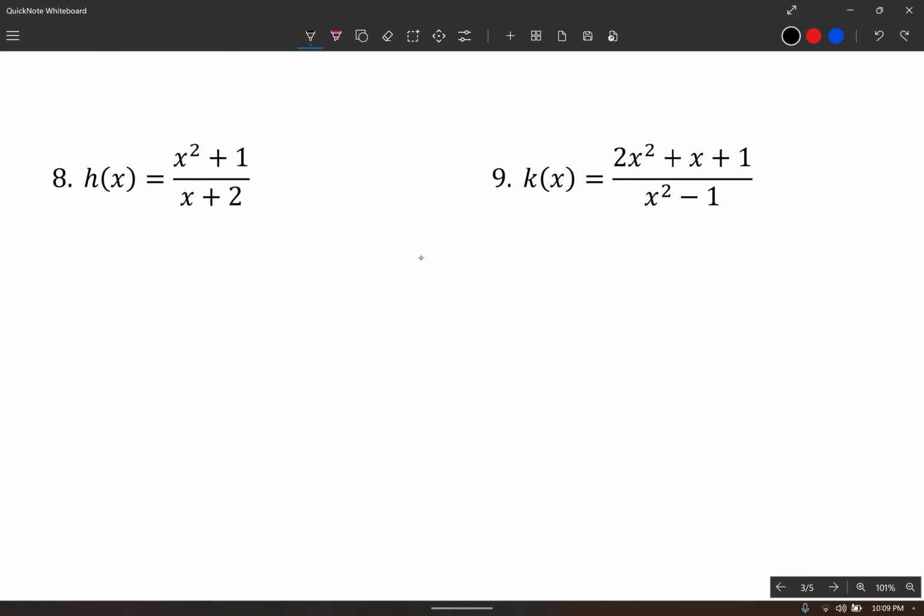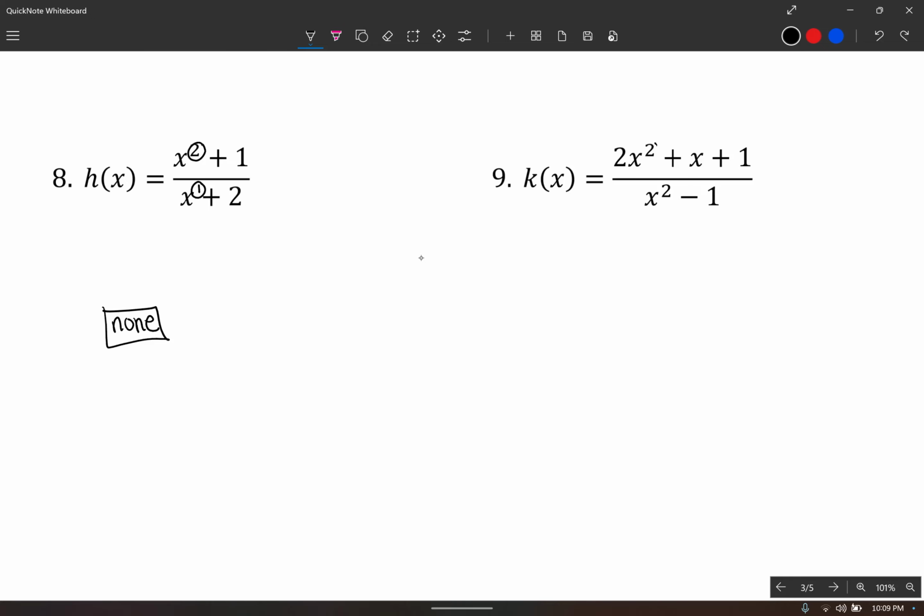Number 8, the degree on top is 2, the degree on bottom is 1. So when the degree on top is bigger than the degree on bottom, there is not a horizontal asymptote. We don't have one of those on this one.